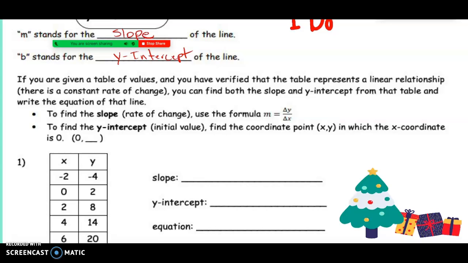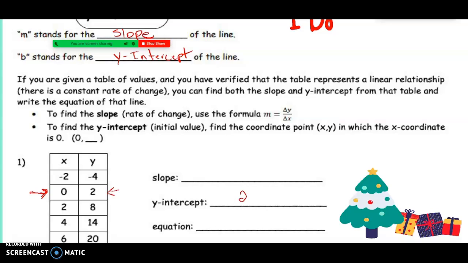Okay, so we're going to start with the simplest one, which would be the y-intercept. And on the y-intercept, they tell us to look for the value where x is 0. And that will be right here. We know that x is 0, and whenever x is 0, the y value will be our y-intercept. So, from this table, we know that when x is 0, y is 2, so then our y-intercept would have to be 2.